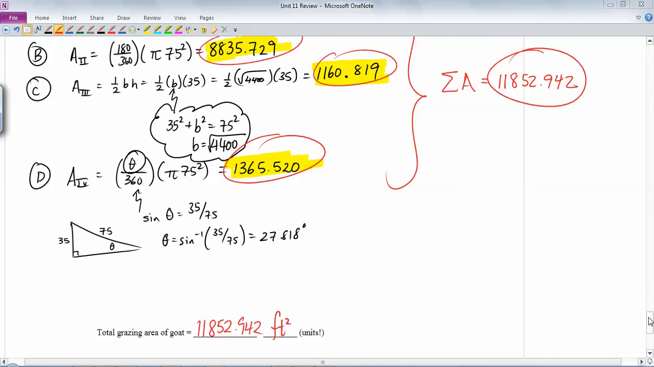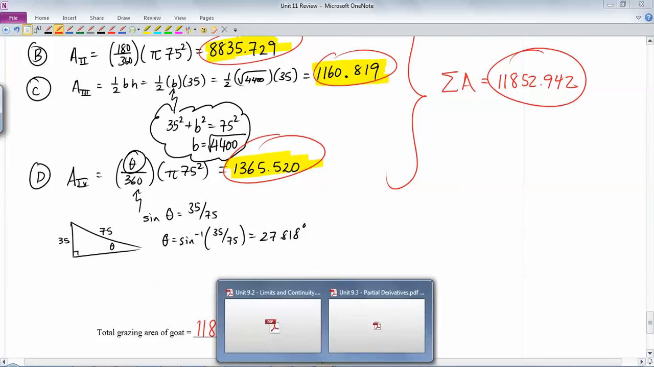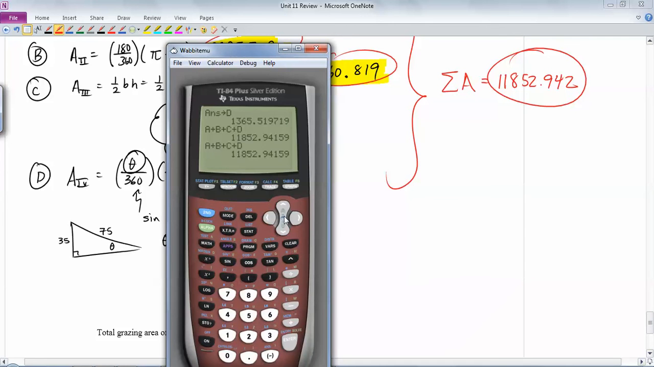All right. Hope that helps a little bit. Let me just double check one quick thing. I want to make sure that the C was done properly. Yep, we're all good.